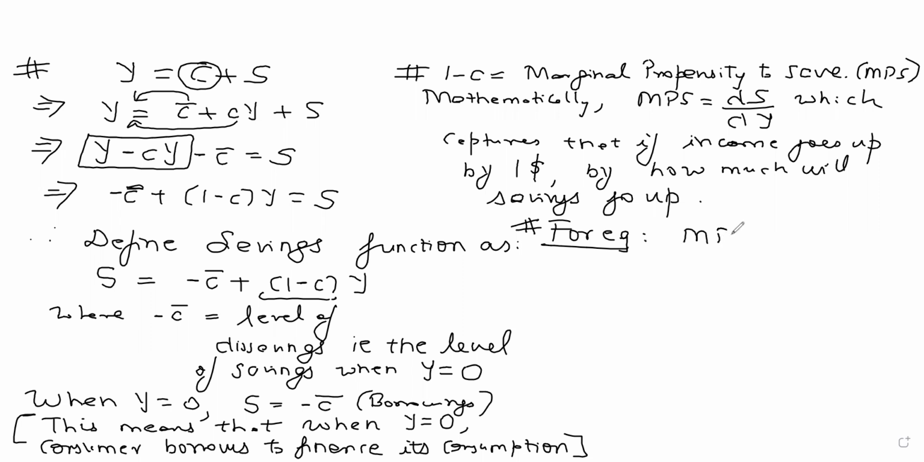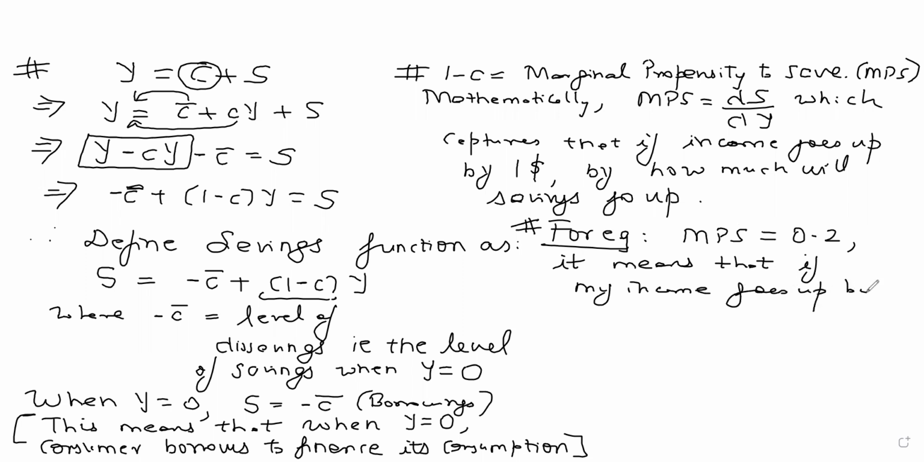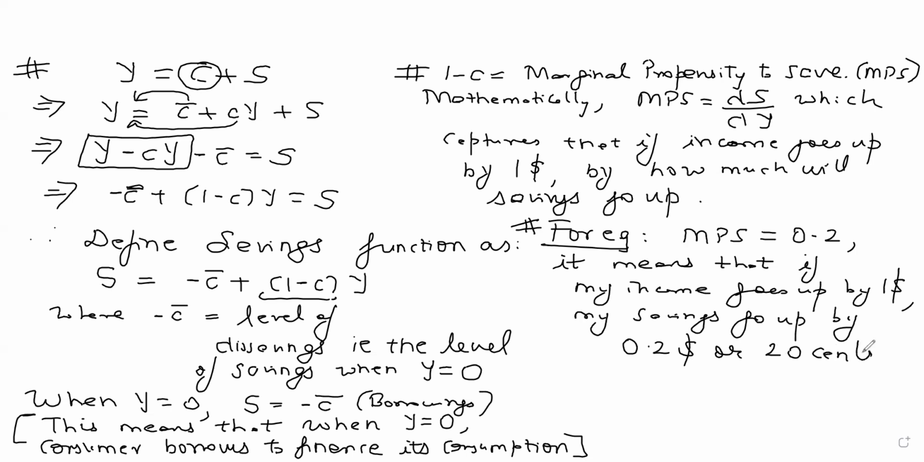For example, if my MPS is 0.2, it means that if my income goes up by $1, my savings go up by $0.2 or 20 cents. This is what is meant by interpreting the marginal propensity to save.